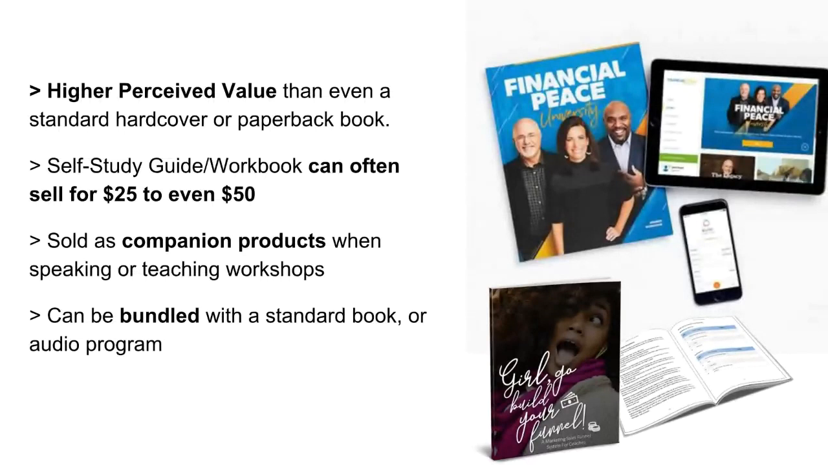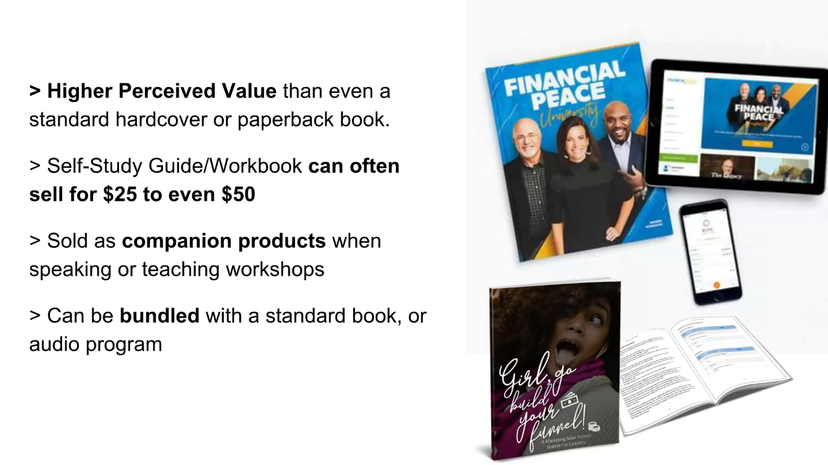All right. So I just wanted to say to you guys, if you don't know, self-study guides and workbooks have a higher perceived value than even a standard hardcover or paperback book. A self-study guide or workbook can often be sold for between $25 and even $50. It can be sold as a companion product when you're doing speaking or teaching workshops. You can also bundle it with a standard book or audio program.